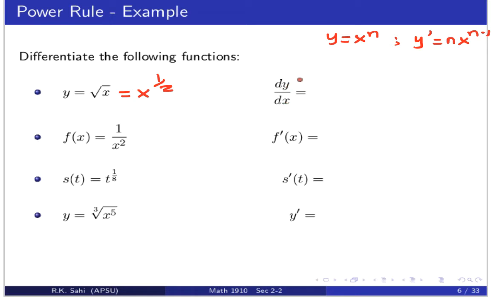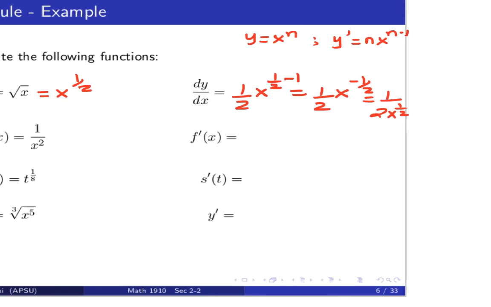So what is dy/dx? Your n is now 1/2. So it will be 1/2 in the front times x, and you subtract 1 from 1/2. So it's 1/2 minus 1. What do we get? 1/2 x to the power 1/2 minus 1, which is negative 1/2. Or you can write it like this: 1/2, and x can be brought into the denominator if you want. Different forms just to practice algebra at this point. So this can be written as 1 over 2 square root of x.